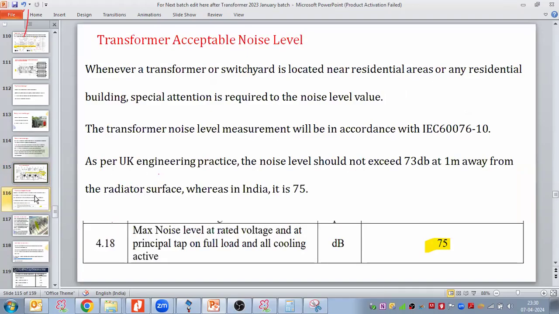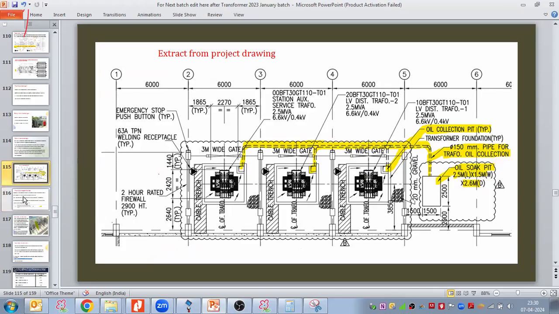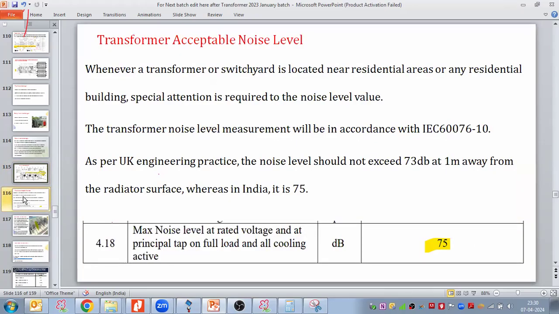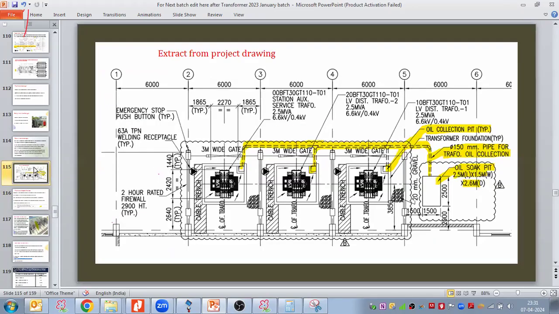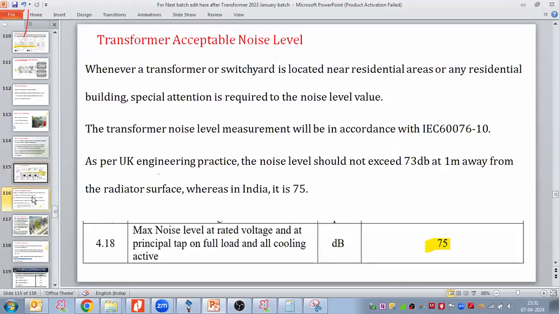Now about the transformer noise level, the acceptable noise level. This parameter is important when a transformer is located or installed in a residential area or near a residential area. So whenever a transformer or switchyard is located near a residential area or any residential building, special attention is required to the noise level value of the transformer.